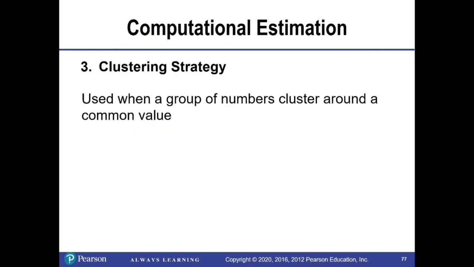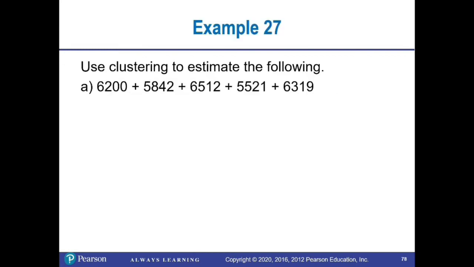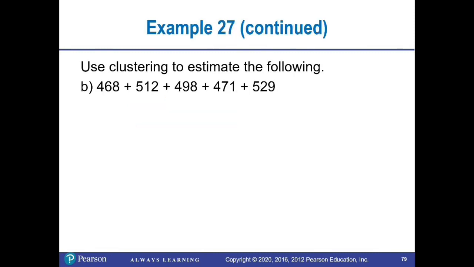Our next strategy is our clustering strategy. So look to see, do your numbers all cluster around a common value? In this example, notice that all 5 of these numbers are about 6,000. There are 5 numbers, so 6,000 times 5 is 30,000. In our next example, all of these numbers seem to cluster around 500. 500 times 5 numbers gives us 2,500.